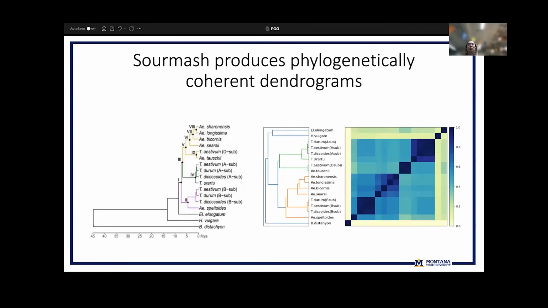Now, SOUR MASH is also capable of producing phylogenetically coherent dendrograms. This is from the same publication, and I wondered whether SOUR MASH would be capable of mimicking it. So what I did is I generated genome signatures, and I went through the general plot process, and I compared the two.